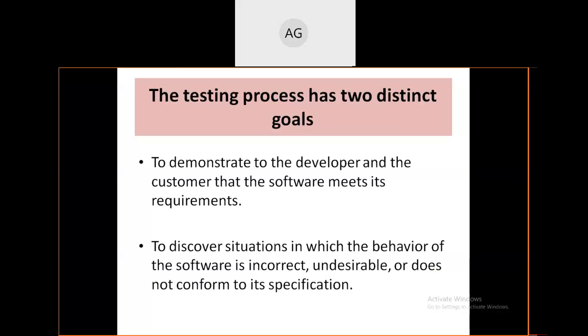And the second one is to discover faults or defects in the software, where the behavior of the software is incorrect, undesirable, or does not conform to its specification. Suppose there are any defects in that testing. You can take all kinds of undesirable system behavior, such as system crashes, unwanted interaction with other systems, or incorrect data computation. These all come under the second goal. Nothing but this one is defect testing.